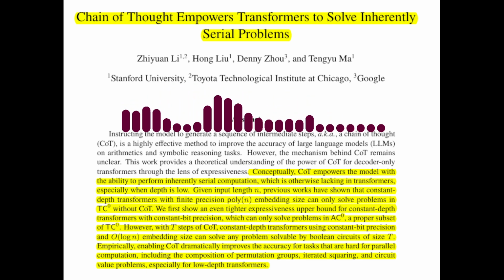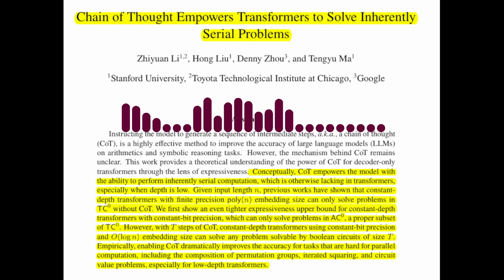Exactly. The paper suggests that chain of thought prompting encourages the model to engage in a more serial, step-by-step reasoning process, which is essential for solving problems that require a sequence of operations. This research has significant implications for the development of more powerful and versatile language models. Can you summarize the key contributions of this paper?